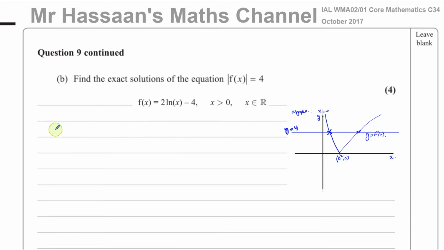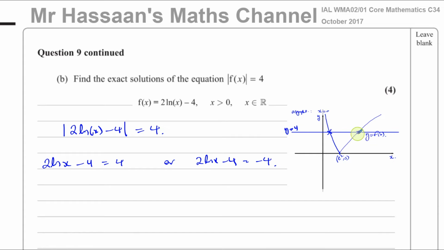So we have the modulus of f of x, which is the modulus of 2 times ln of x minus 4, is equal to 4. Algebraically we can answer this by saying that 2 times ln x minus 4 is either equal to 4, or 2 times ln x minus 4 is equal to negative 4. Those are the two possible ways of solving this: either this or that.